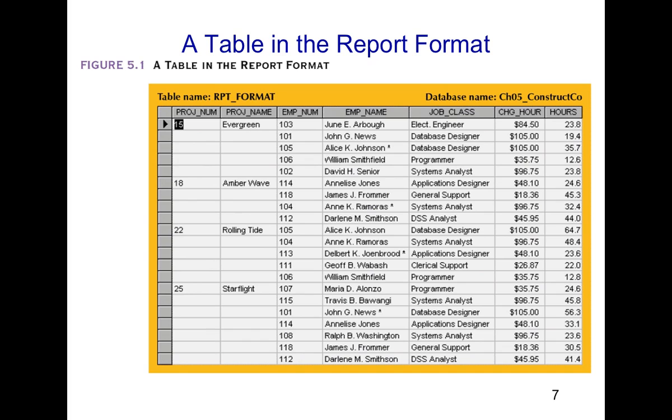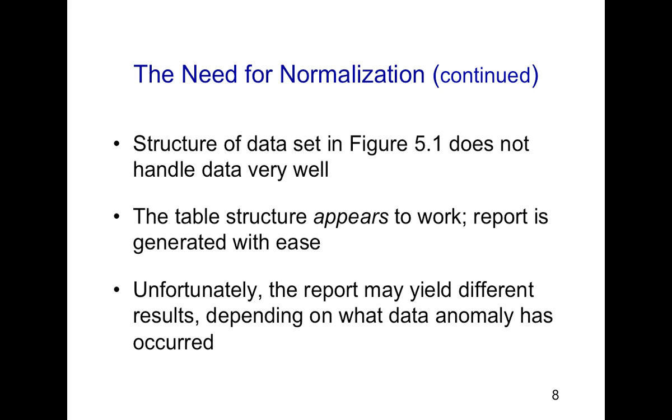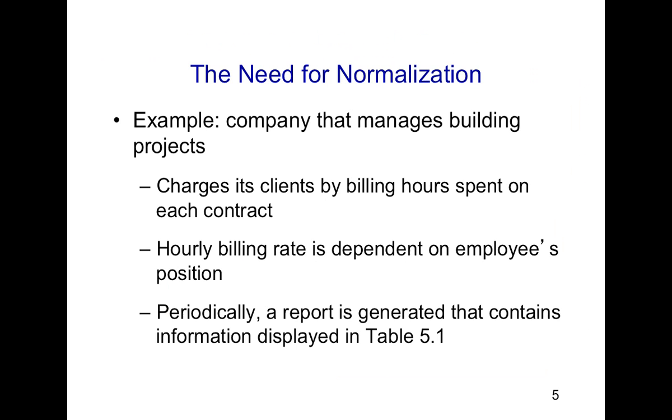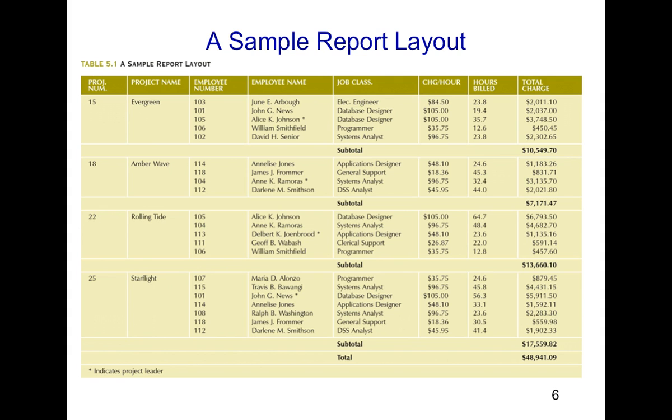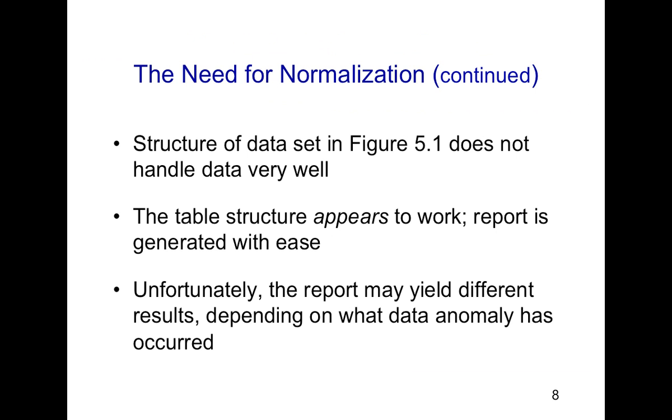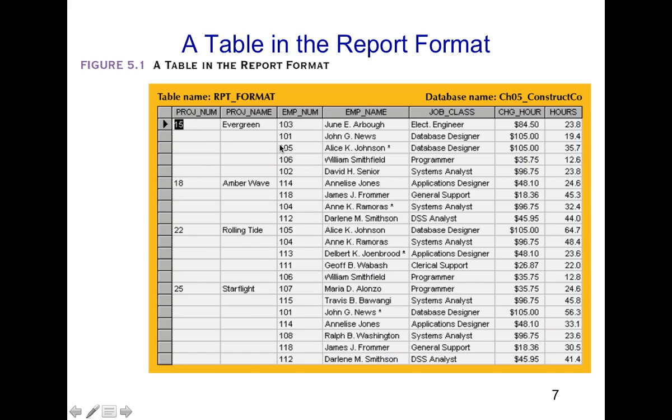So it's good that we're taking some time to look at this report format. Not the best for a database. The structure in the data set in figure 5.1, the sample report layout, put inside of a table, handles the data well, but only for reporting purposes. It doesn't handle it well for what we're trying to accomplish with a database. The table structure appears to work. The report is generated with ease, but unfortunately the report may yield different results depending upon what data anomalies have occurred, as an example, how this is ordered.